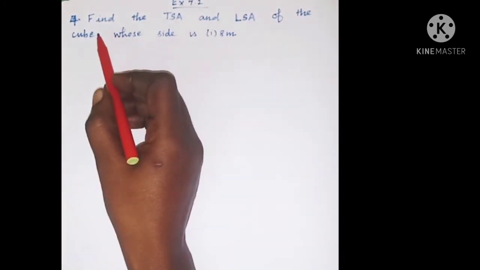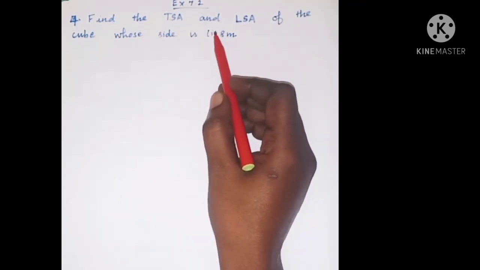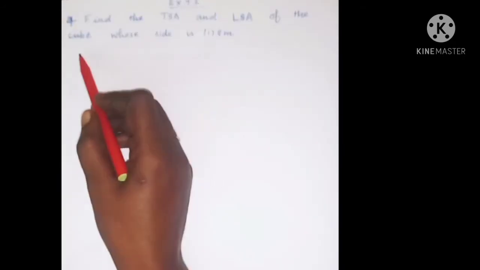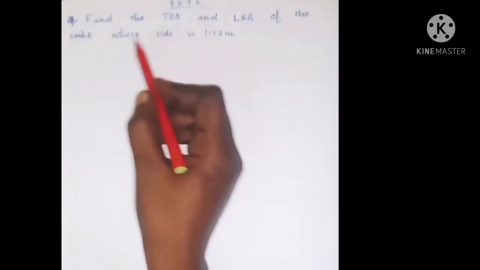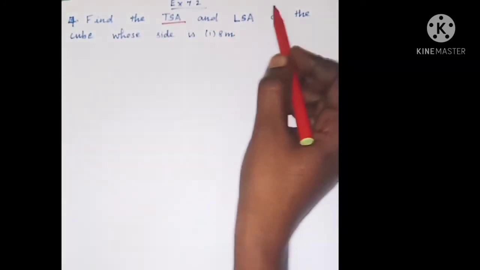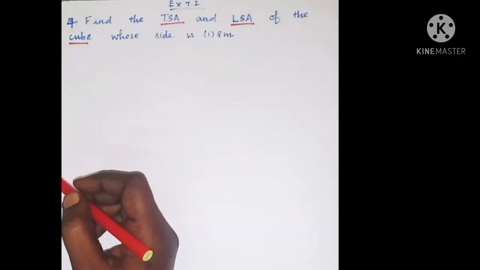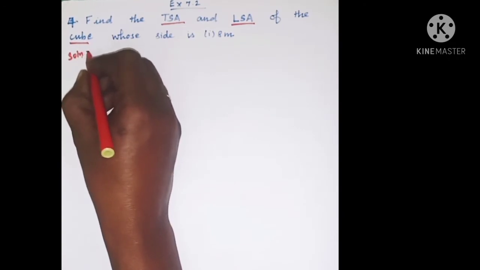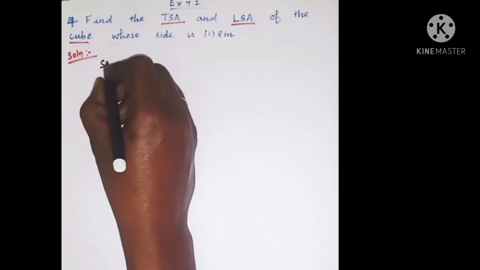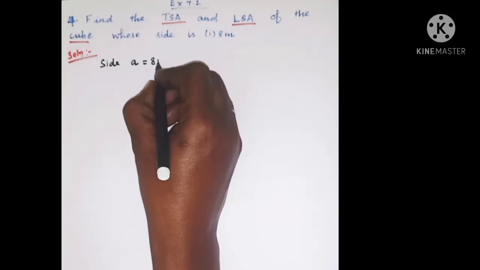Exercise 7.2, fourth problem. Find the total surface area and lateral surface area of the cube whose side is 8 meter. We have to find the TSA and LSA of the cube. Solution. Here the side is given as 8 meter. So side we take as a. a is equal to 8 meter.